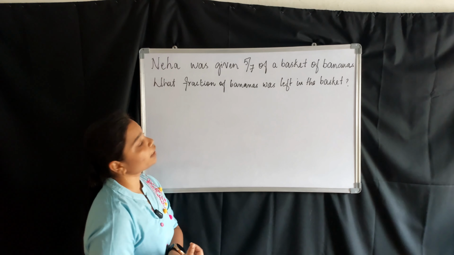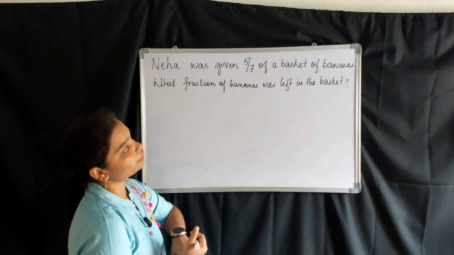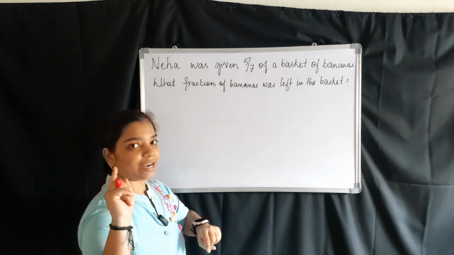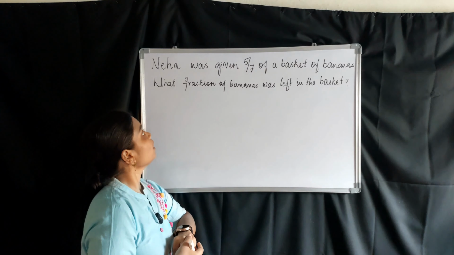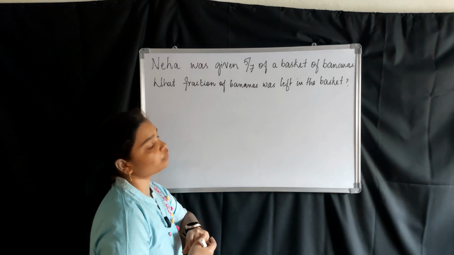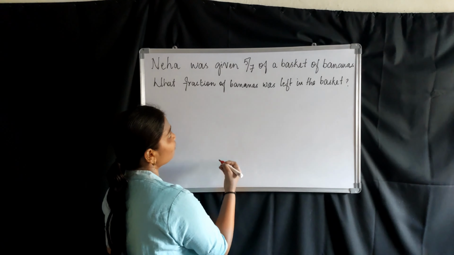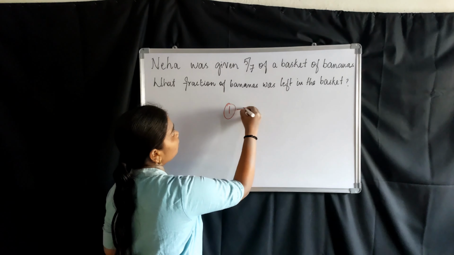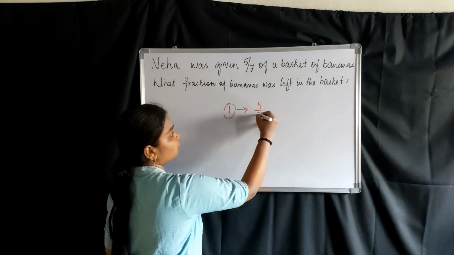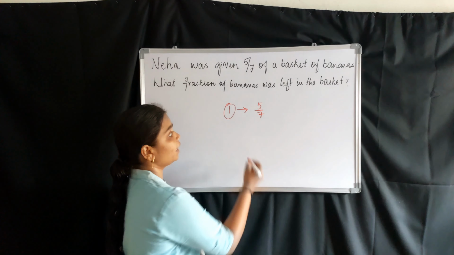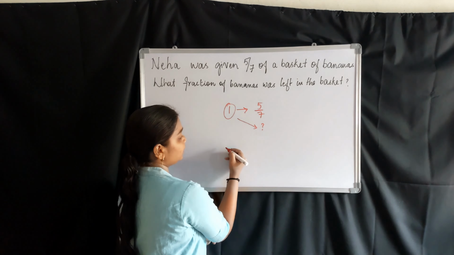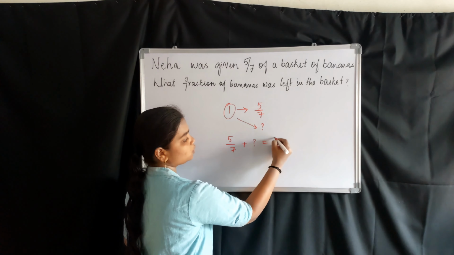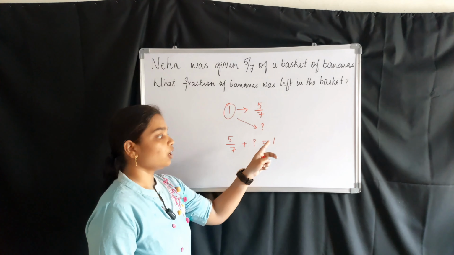So our next problem says Neha was given 5 by 7 of a basket of bananas. So a basket, that means one basket. What fraction of bananas was left in the basket? So we'll have to find the remaining of one basket. She had covered 5 by 7 part of that basket, but we'll have to find what's the remaining. That means what is added to 5 by 7 would give the bananas in the whole basket.